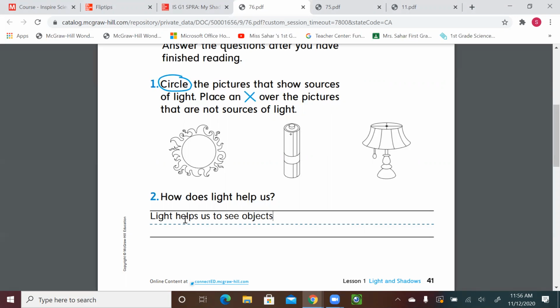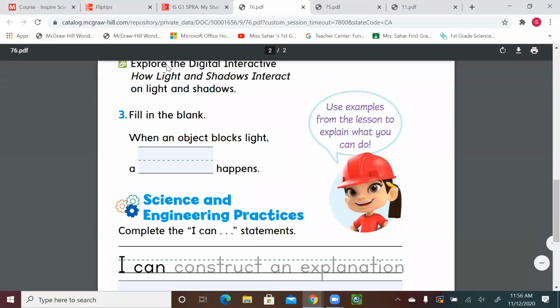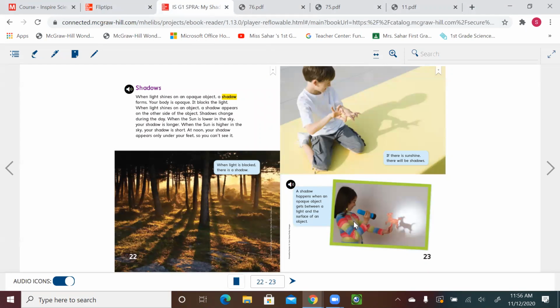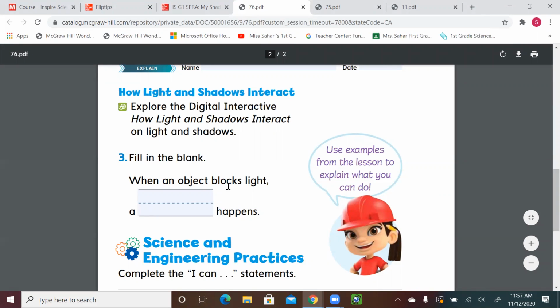All right, so let's go to page 42. How light and shadow interact. Explore the digital interactive on how light and shadow interact. Okay. Remember when we were reading this part? Let's listen to it one more time. If there is sunshine, there will be shadows. A shadow happens when an opaque object gets between a light and the surface of an object. So, when an object blocks light, a blank happens. What do you think? Very good, shadow. So let's write the word shadow.